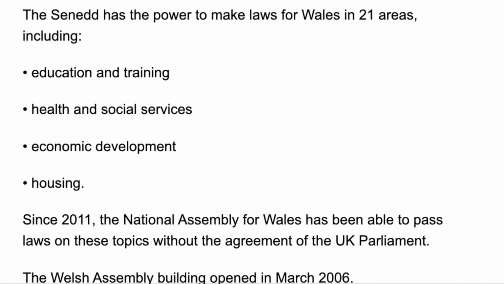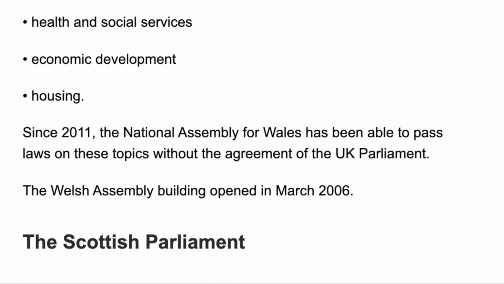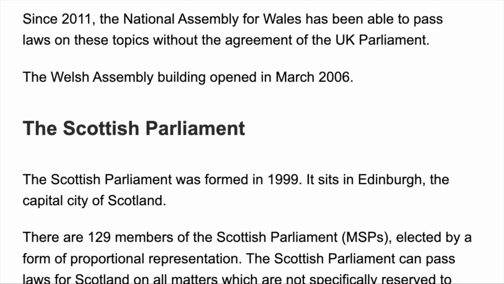The Senedd has the power to make laws for Wales in 21 areas, including education and training, health and social services, economic development, and housing. Since 2011, the National Assembly for Wales has been able to pass laws on these topics without the agreement of the UK Parliament. The Welsh Assembly buildings opened in March 2006.